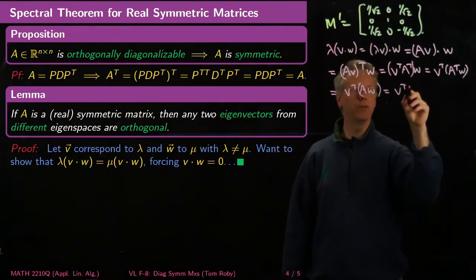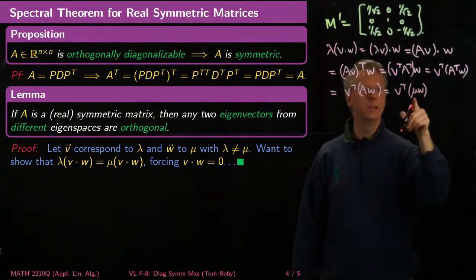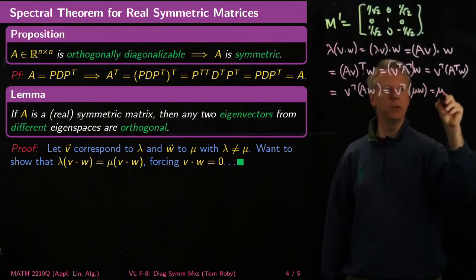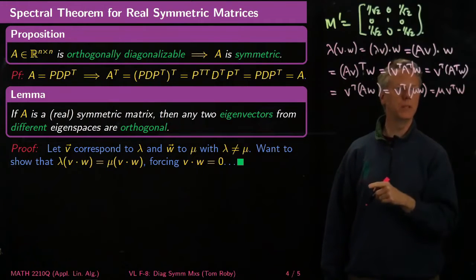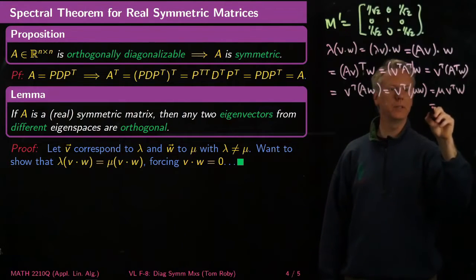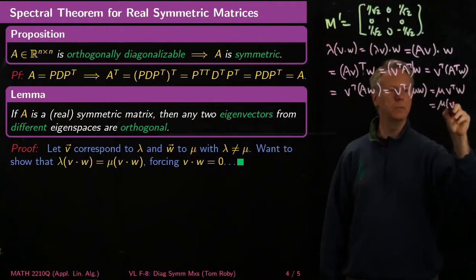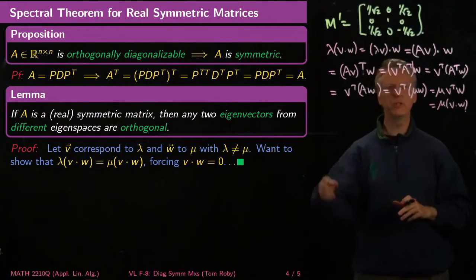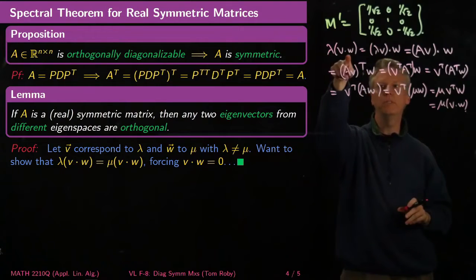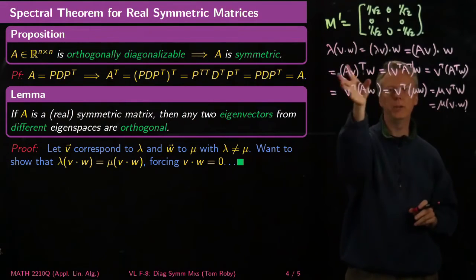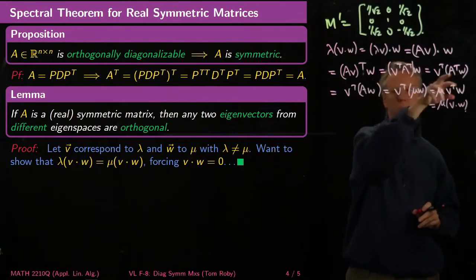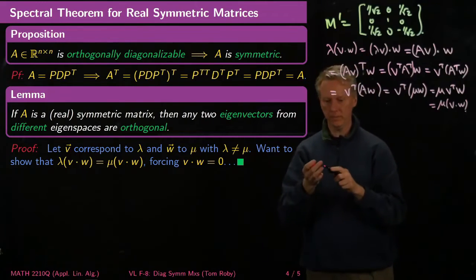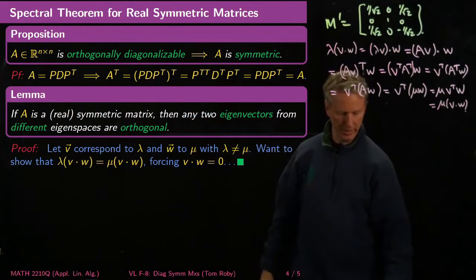Since w is an eigenvector for mu, this is v transpose times mu w. Mu is a scalar, it pulls out, I get mu times v transpose times w. And now v transpose times w is just v dot w. So a simple chain of equality shows me that lambda times v dot w is equal to mu times v dot w. And the crucial place where I use the hypothesis is where I replaced A transpose w with just A w. So I really needed the symmetry there.